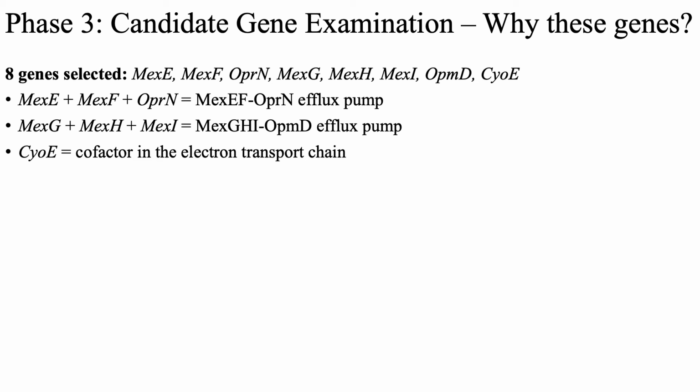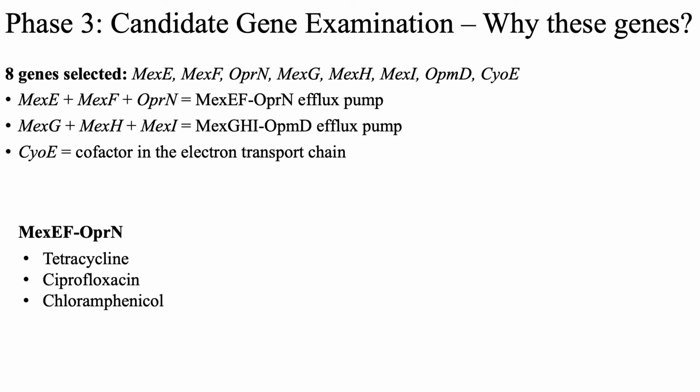The next 4 genes combine to form the MEX-GHI OpMD efflux pump, which serves the same function just with different substrates. Lastly, the SIO-E gene encodes a cofactor in the electron transport chain, which is involved in creating the electrochemical gradient across a cell's surface. By altering this gene, it can alter the electrochemical gradient, which affects the ability of some antibiotics to move in and out of the cell.